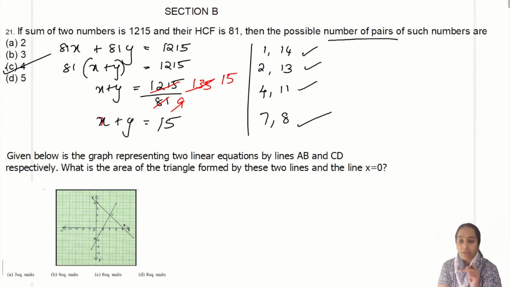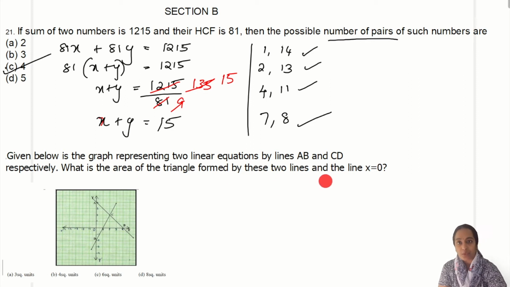So given below is the graph representing linear equations by lines AB and CD respectively. What is the area of the triangle formed by these two lines? Look at it on the graph, children. You have the line AB here. You have the line CD here. So they are intersecting lines. What is the question? What is the area of the triangle formed by these lines?